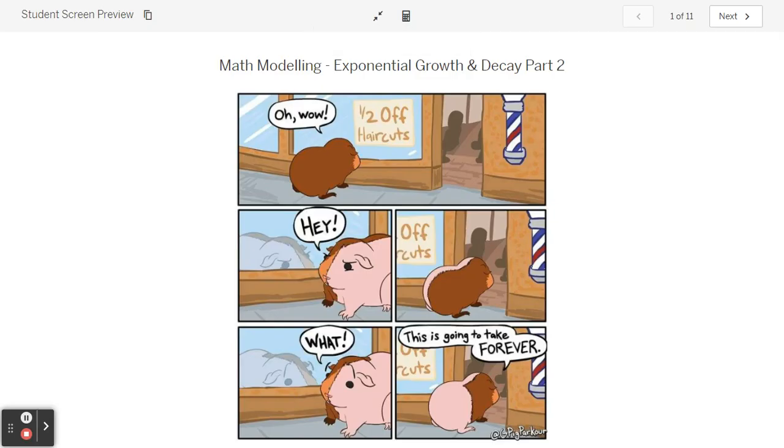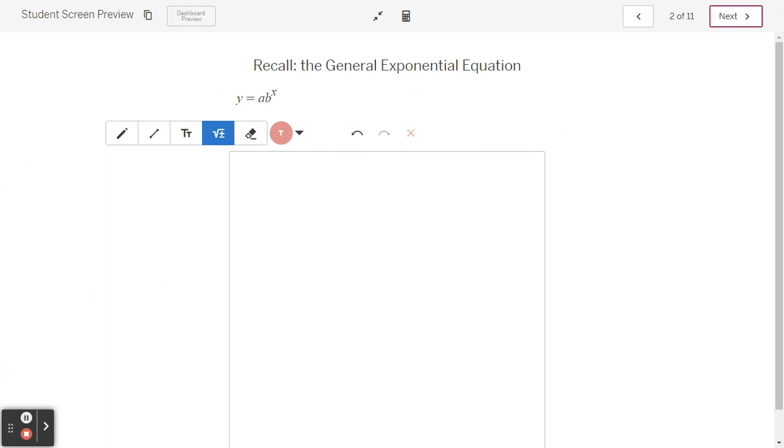Exponential growth and decay, part 2. The equation that we've been using for exponential growth and decay is y is equal to a times b to the power x.